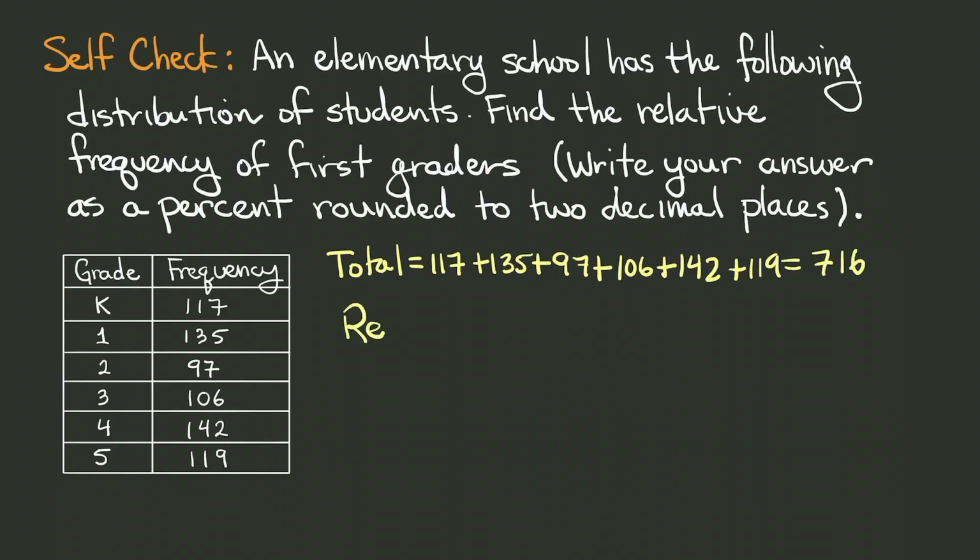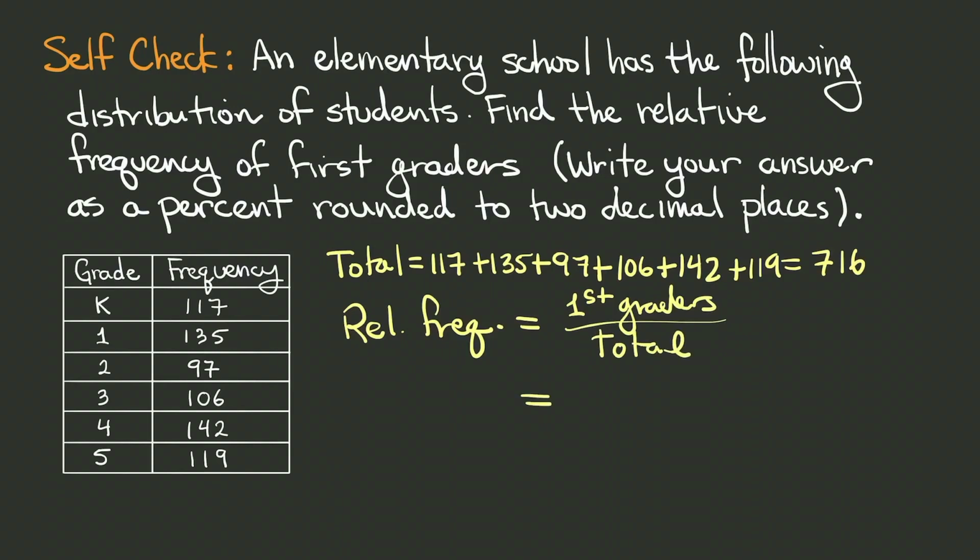So our relative frequency of first graders is going to be the total number of first graders divided by the total number of students. And the number of first graders, they told us, was 135 over the total number of students, which is 716. Now I'm supposed to write this as a percent rounded to 2 decimal places.